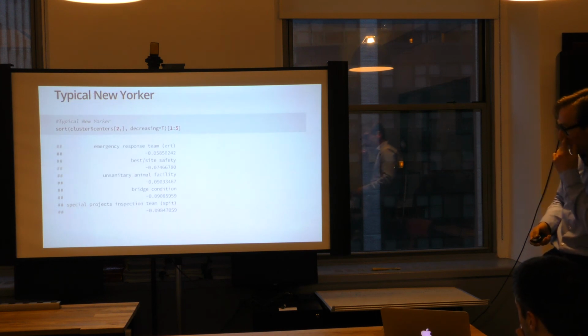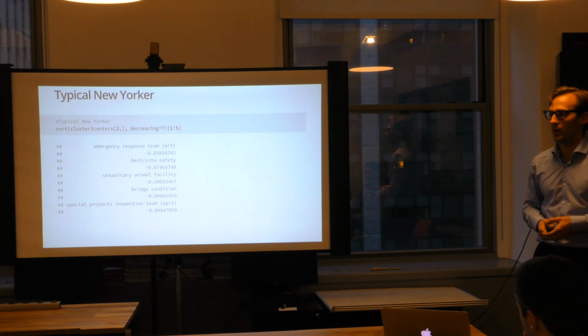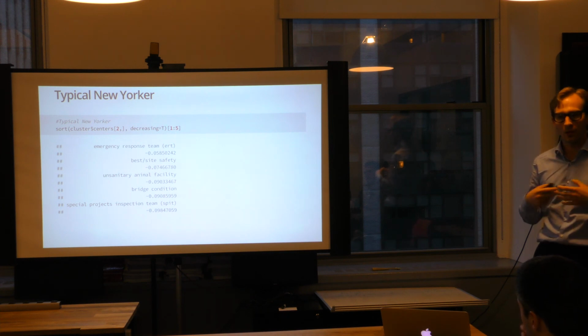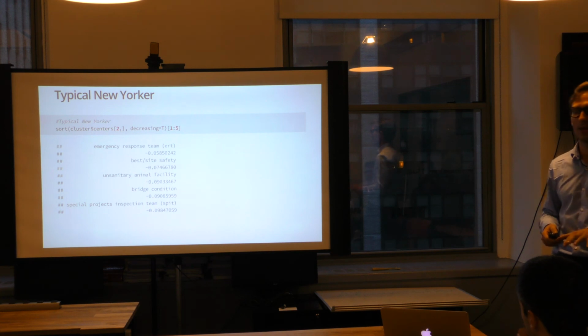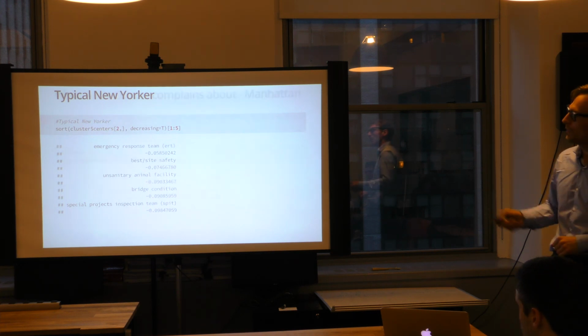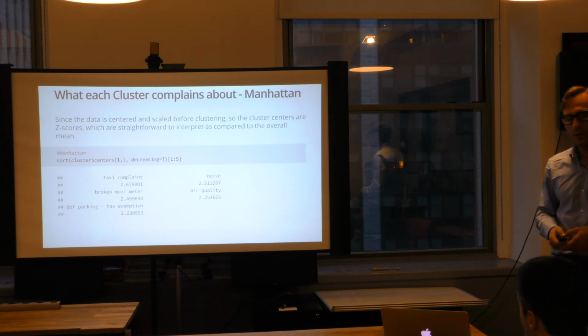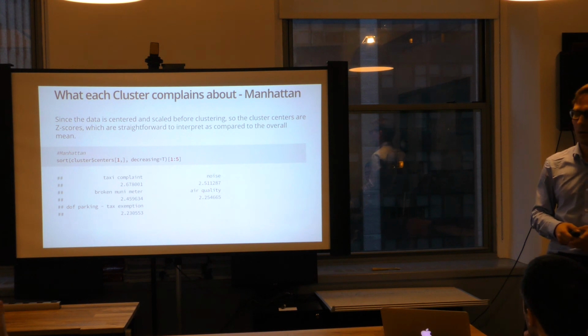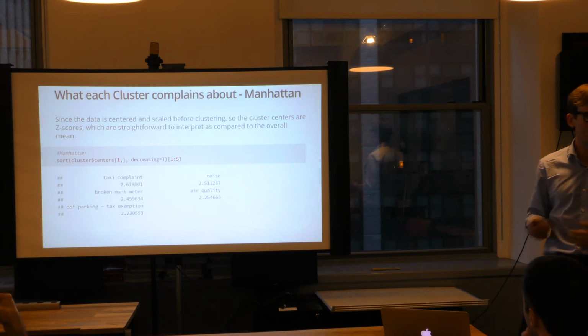If we move on to the typical New York cluster, what we find is they complain less than everyone else. So the largest part of New York is actually kind of the baseline case, right? They're actually dragging the means down. And I should mention, when you interpret these, the numbers are z-scores, because before you run k-means, you have to center and scale all your data, right? And so that makes things pretty interpretable, right?